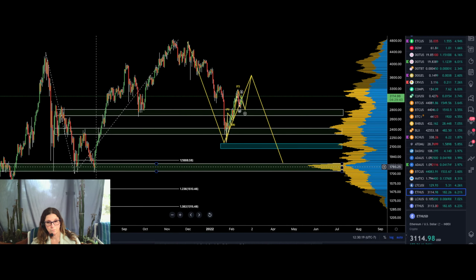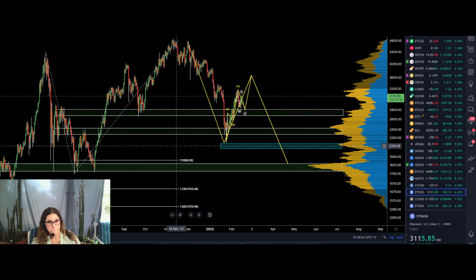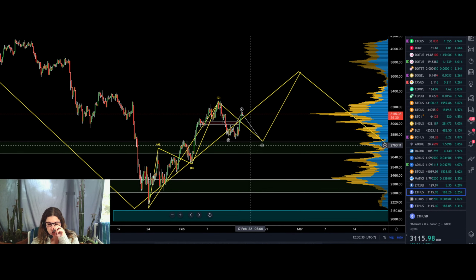Okay, but yeah, that's ETH in a nutshell there. It's lost its potential to be a 5-wave move, which, like I said, makes me think, well, maybe Bitcoin's not really going to do it either. All right. Vera, or BRA.